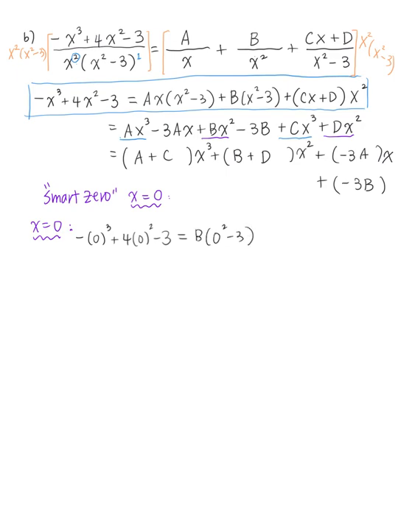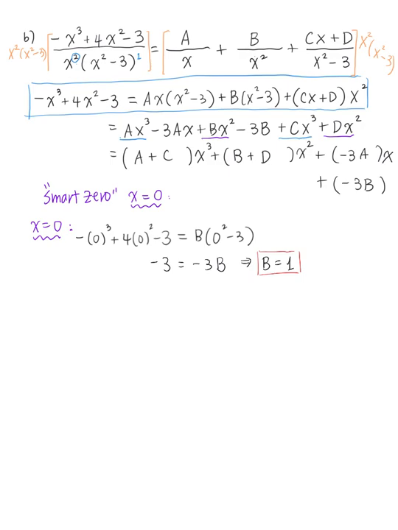And then plus, now, if x is 0, then x squared is 0. So you got a x squared, 0 times cx plus d. This is going to be 0. So this is all we got. Okay, so then this implies that you're going to have minus 3 equals negative 3b. So that implies that b must equal 1. So using the smart 0, we're only able to solve for b.